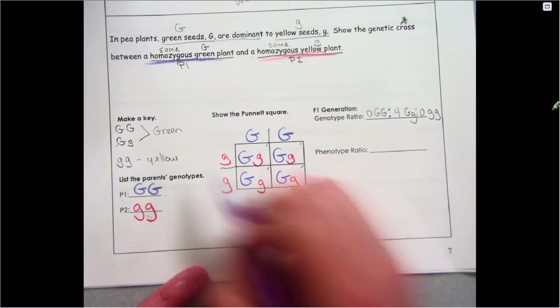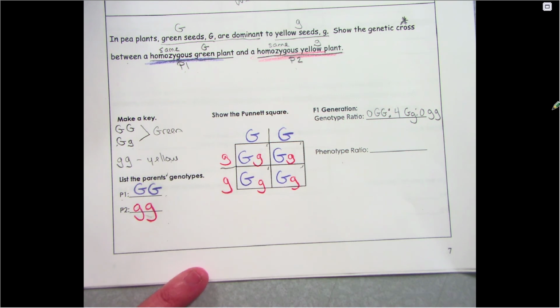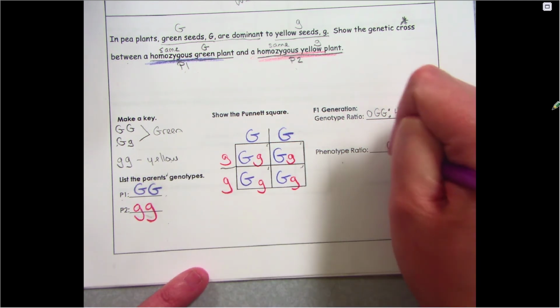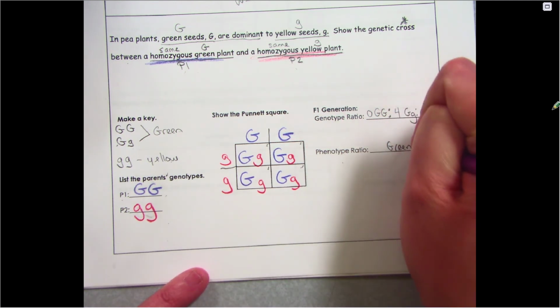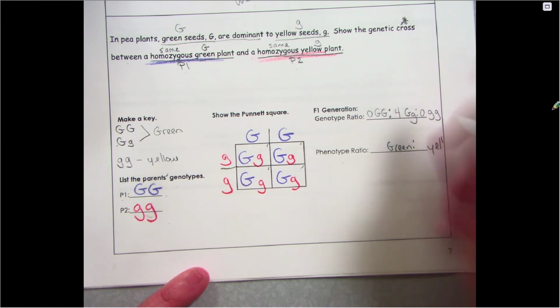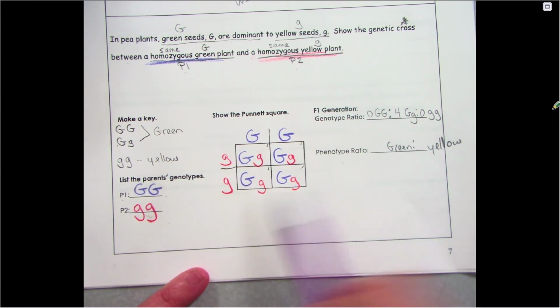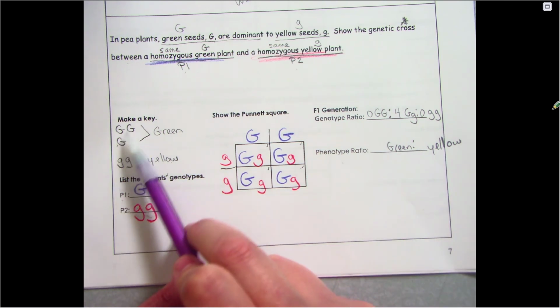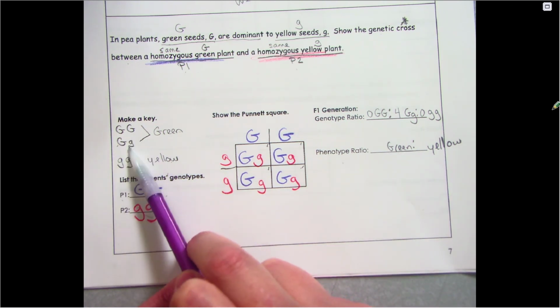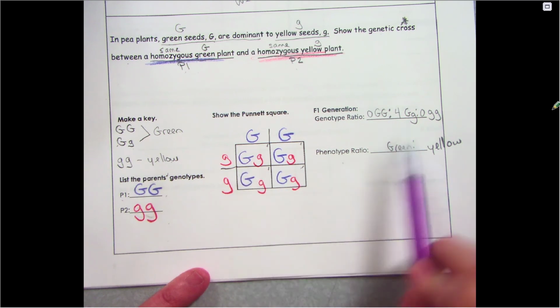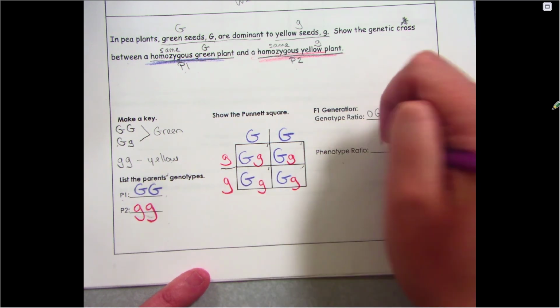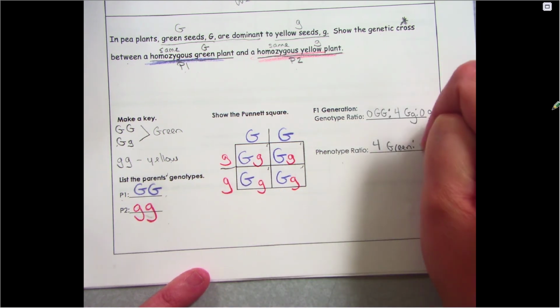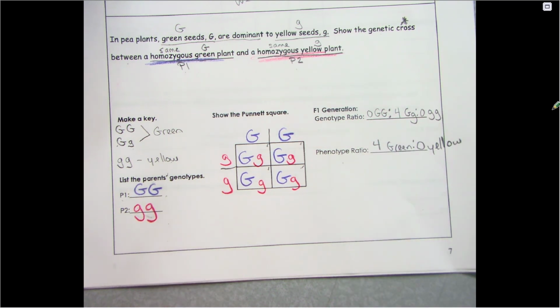My phenotype ratio. I know that my two phenotypes are yellow and green. So I'm going to write out green and then yellow. Again, I'm going to go through. Green is either represented by homozygous dominant or heterozygous, and all 4 of mine are heterozygous. So that means I have 4 green and 0 yellow. Make sure yours looks like mine.